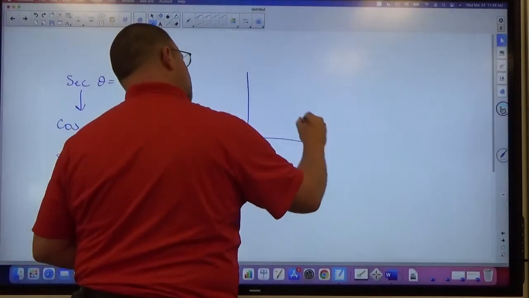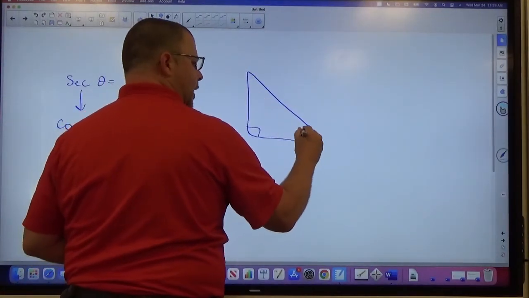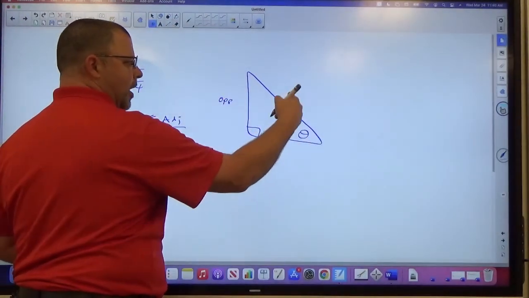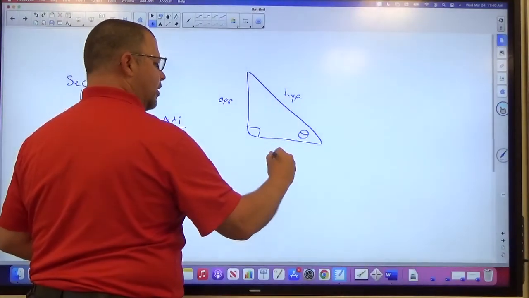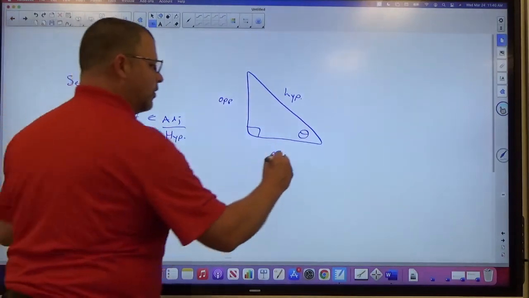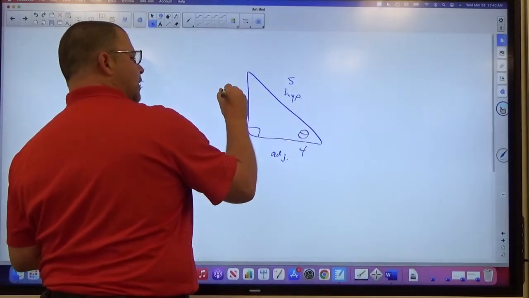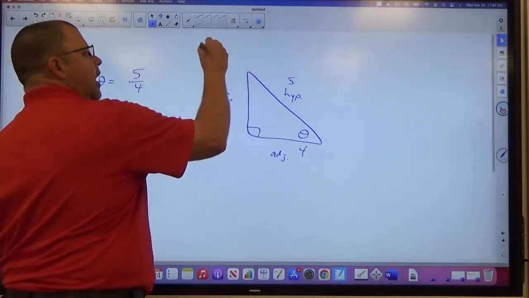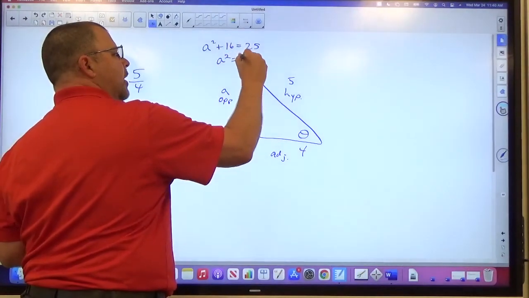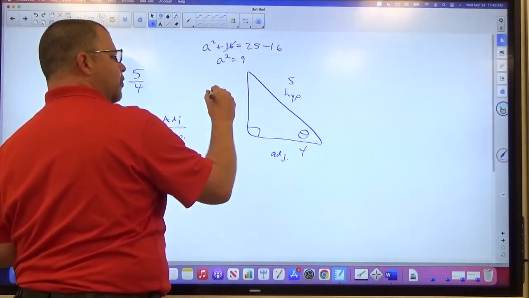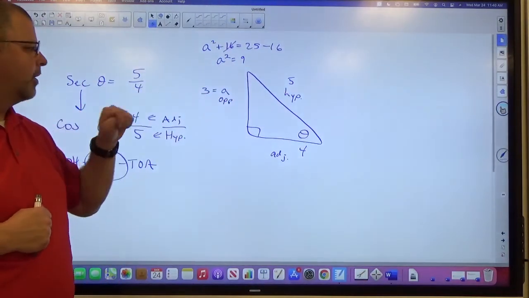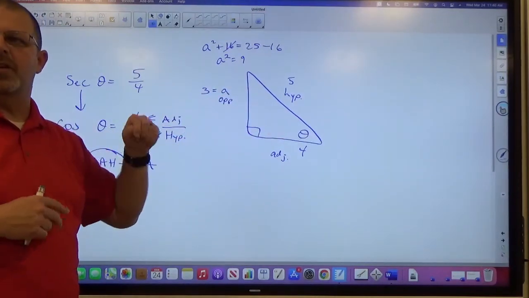So I draw my triangle, I draw my angle, move down here, just to be different. If the angle's down there, this is the opposite, there's the right angle, that's the hypotenuse, this is the adjacent. Cosine is adjacent over hypotenuse, so adjacent is 4, hypotenuse is 5. We're missing the opposite side, we'll call A. A squared plus 4 squared equals 5 squared. A squared equals 9. So A equals 3. And now, opposite over hypotenuse, 3/5 is sine. Opposite over adjacent, 3/4 is tangent, and so on and so forth.